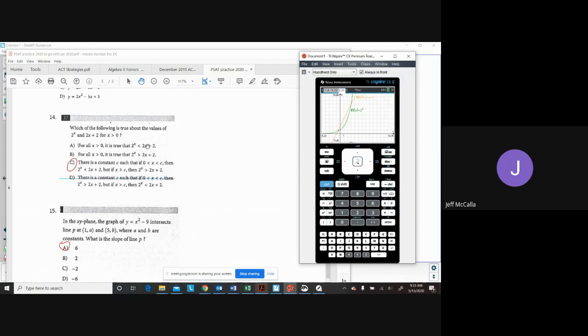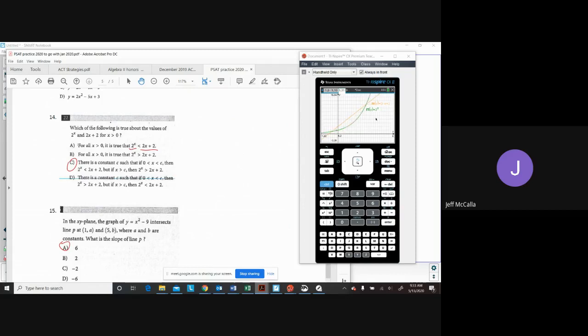It says for x greater than 0. So we really don't care when x is negative, so I'm hiding that part of the graph here. I don't think I need all the way to 10; 6 would be fine. The graph has this kind of look to it. So for all x, is it true that 2 to the x is always less than 2x plus 2? Well, actually, it looks like for this first part of the graph, 2 to the x is less than.